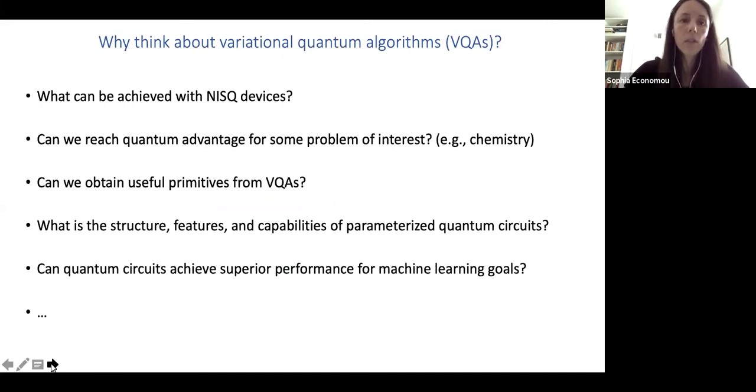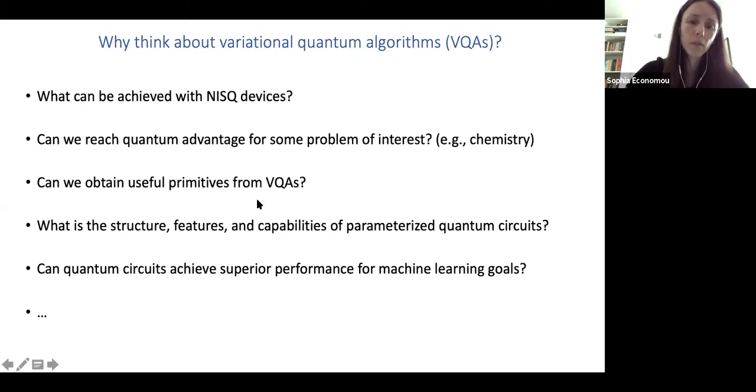As I already mentioned, the main motivation for this is to ask and answer the question of what can be achieved with NISQ devices. Specifically, can we reach quantum advantage for some problem that's of interest and not a made-up problem? Meaning a problem that people have been trying to solve in some other domain. Chemistry is a prime example of that, and a lot of the examples I'll show you focus on chemistry.